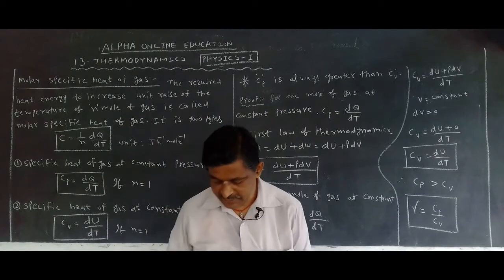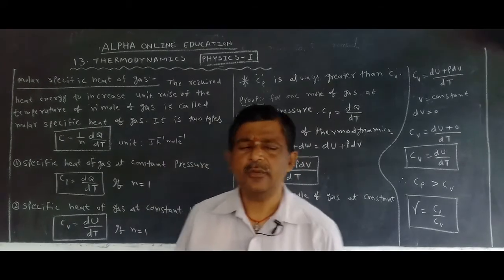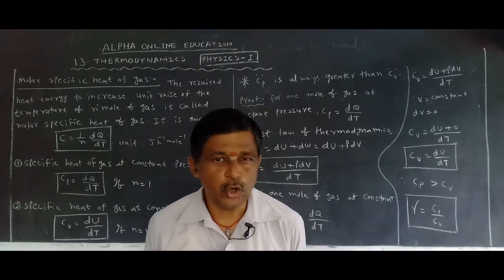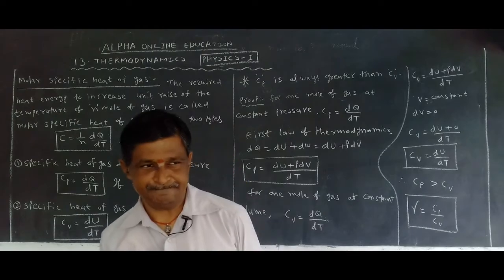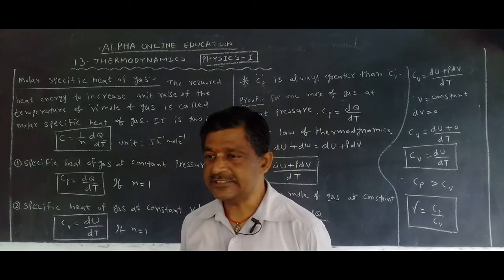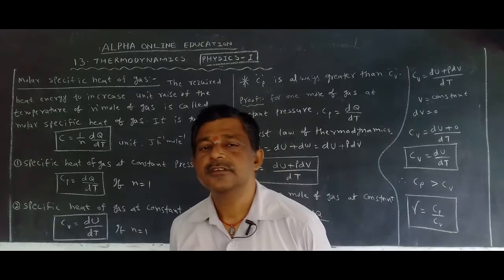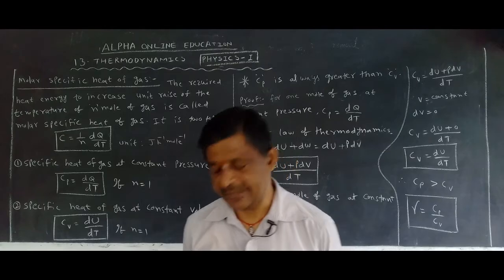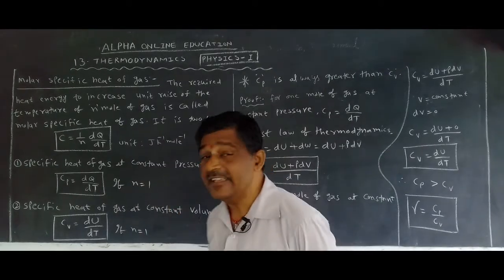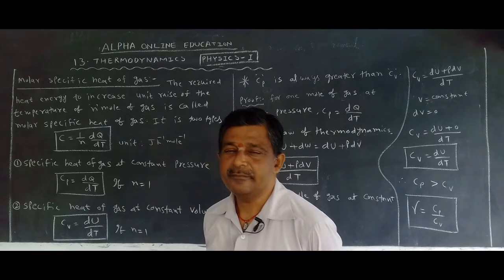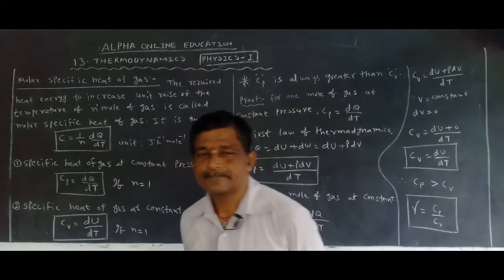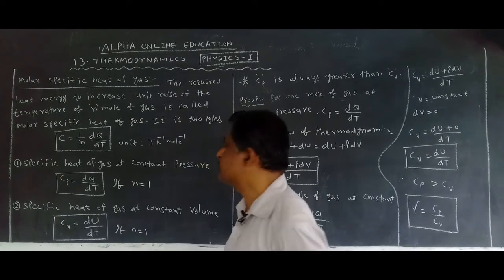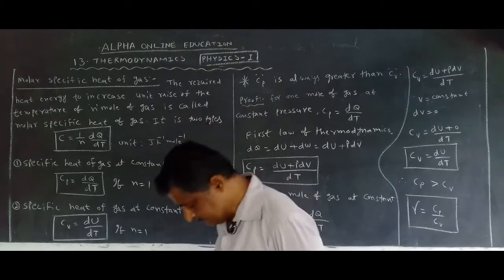How did we study specific heat? The heat energy required to increase the temperature of unit mass of an object by unit rise of temperature is called specific heat. But for gas, we measure in moles. Gases are always measured in moles. That's why we use molar specific heat of gas.